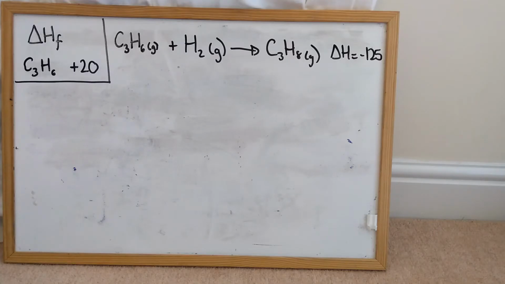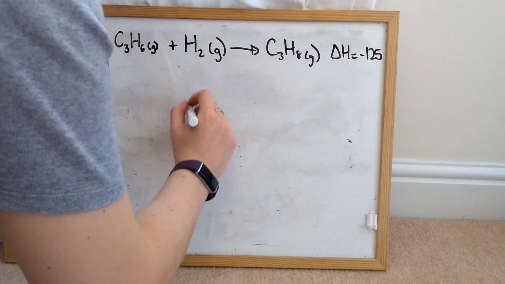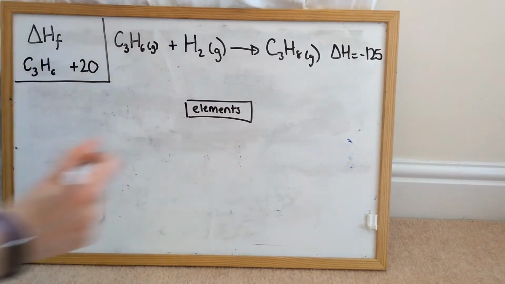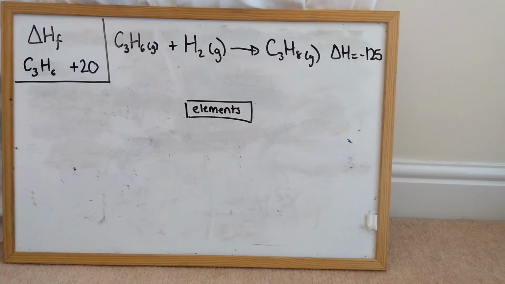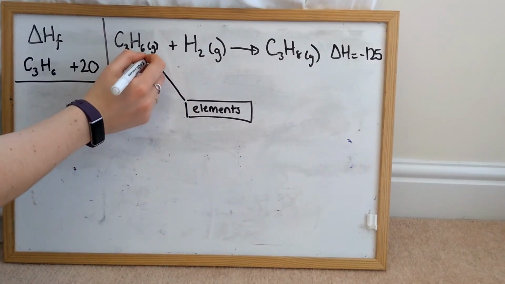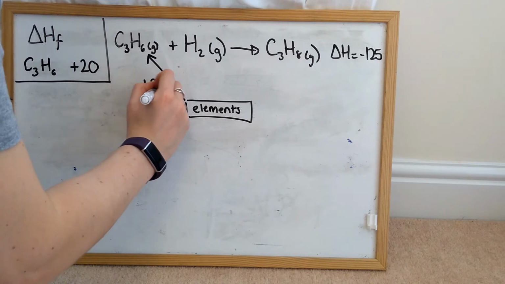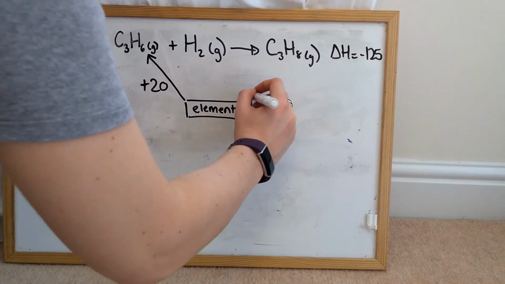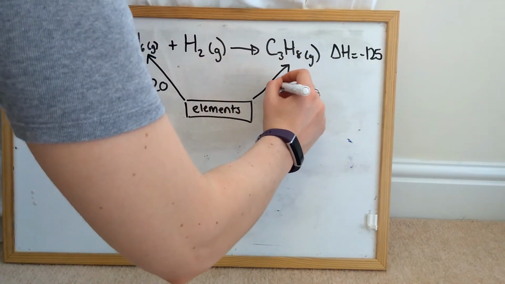So again, I could spend a while working out exactly what the elements are that these 2 compounds are being formed from, but I can just save myself some time and write myself a little elements box. I can already add in 1 arrow. I have a value for the enthalpy change of formation for propene, and so I need an arrow that goes from the elements to the propene. I've been asked to calculate what the enthalpy change of formation for propane is, and that will be this arrow here.